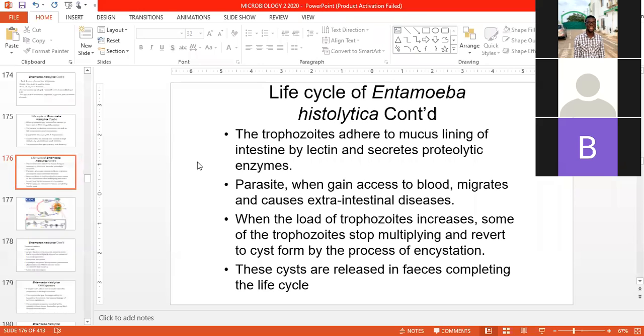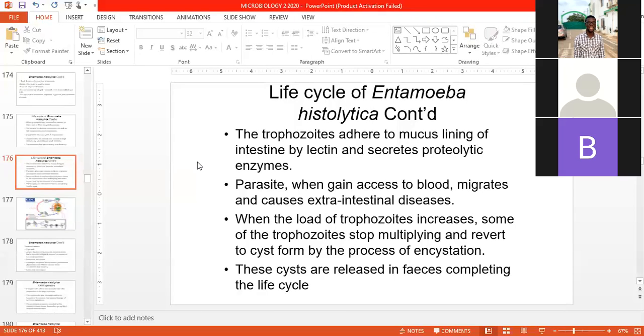Now, if the parasite is able to move from the intestine to circulation, then it moves to other organs, so it gets disseminated. When it reaches other organs like the liver and the spleen, we call the disease presentation extraintestinal disease, which simply means disease outside the intestine.